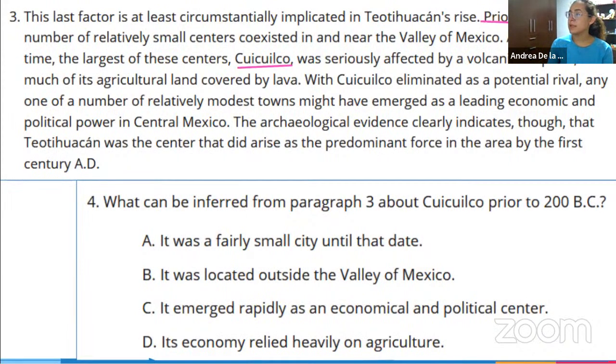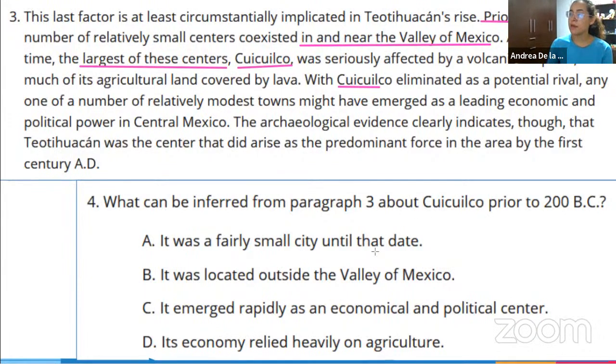Okay. And then you start reading around the keywords. So, prior to 200 BC, a number of relatively small centers coexisted in and near the Valley of Mexico. Does that say anything about Quiquilco prior to 200 BC? Not yet, right? Then they say, around this time, the largest of these centers, Quiquilco. Okay, good. So the first thing that we know about Quiquilco is that it was the largest of these centers that coexisted in and near the Valley of Mexico.